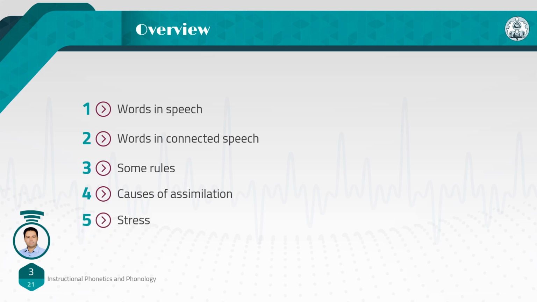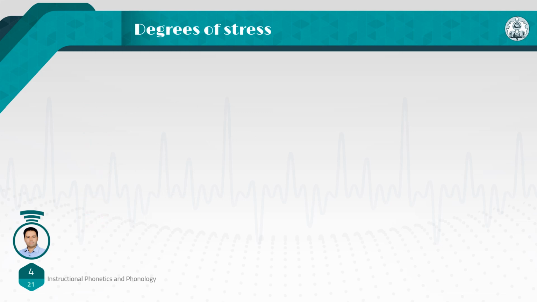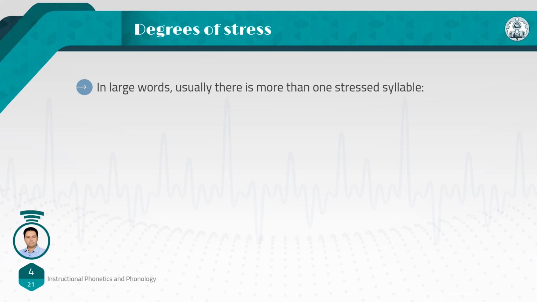We also mentioned some concepts related to stress. We said that a stressed syllable is usually produced by pushing more air out of the lungs in one syllable relative to others. That is, a stressed syllable has greater respiratory energy than neighboring unstressed syllables. Degrees of stress. In long words, usually there is more than one stressed syllable. In some longer words, it may seem as if there is more than one stressed syllable.